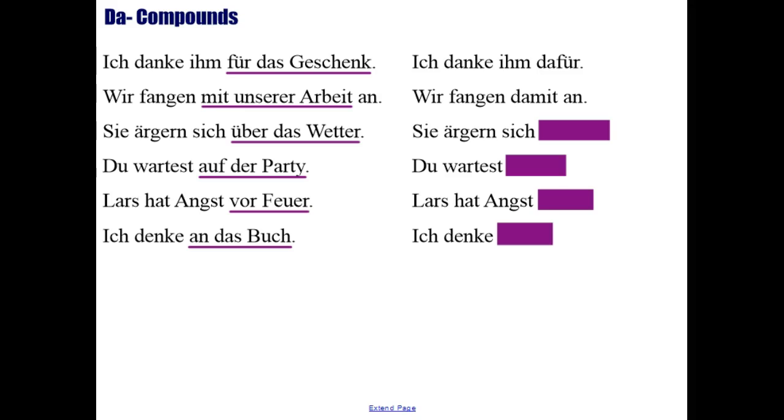Sie ärgern sich über das Wetter. They are annoyed at the weather. Sie ärgern sich darüber. They're annoyed about it. Du wartest auf die Party. Du wartest darauf. So you are waiting for the party. You're waiting for it. Lars hat Angst vor Feuer. Lars is afraid of fire. Lars hat Angst davor. Lars is afraid of it. Ich denke an das Buch. I'm thinking about the book. Ich denke daran. I'm thinking about it.